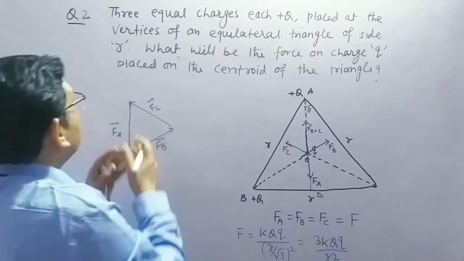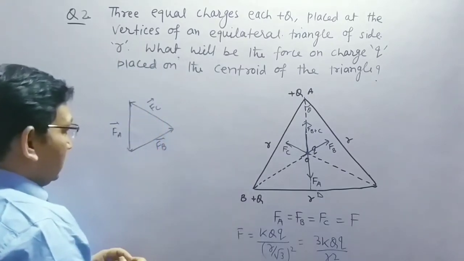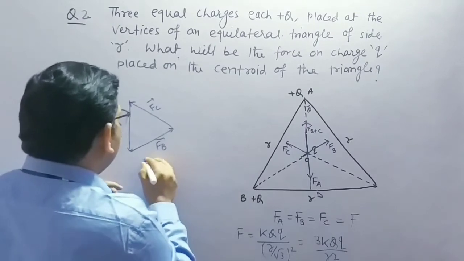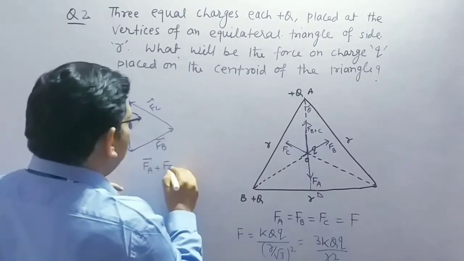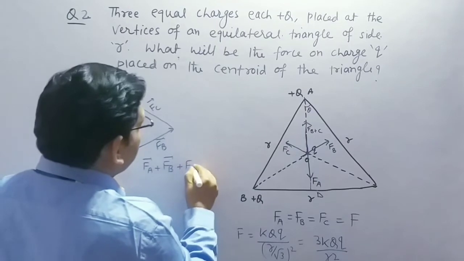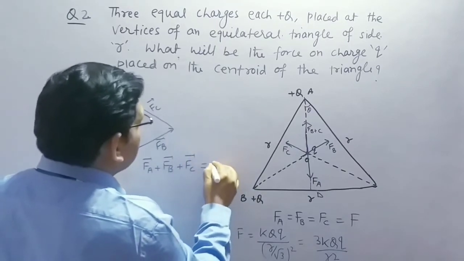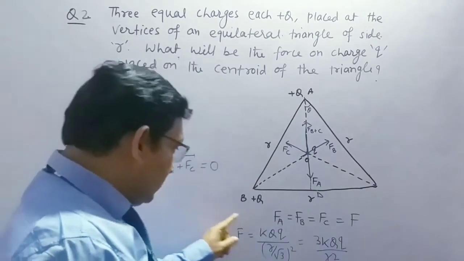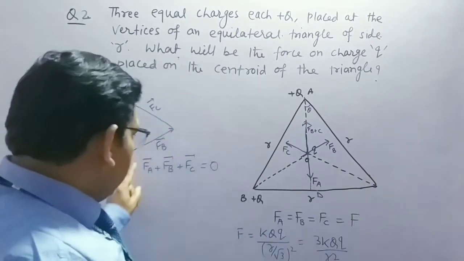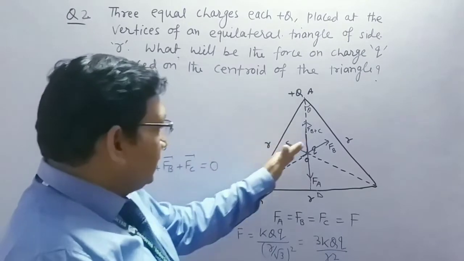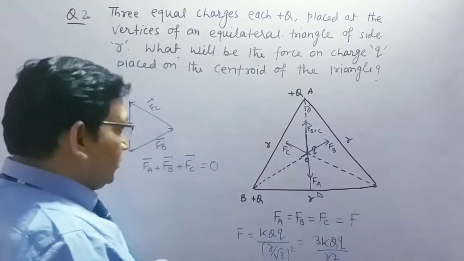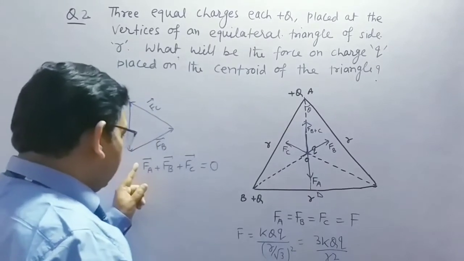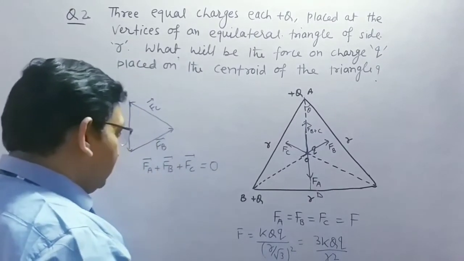Now these three vectors are cyclic vectors taken in the same direction. So the resultant of force A, force B and force C must be 0. So by the concept of vectors, we don't need any calculation. On the basis of this, we can say that the resultant force acting on charge small q is 0. How can you prove this one? Force A, force B, force C sum to 0.